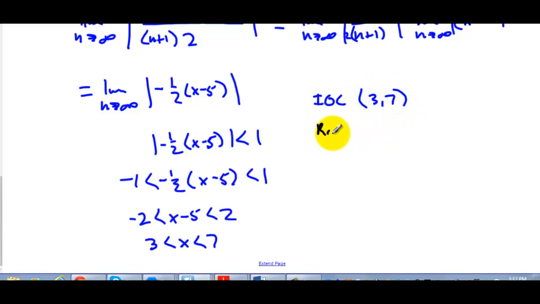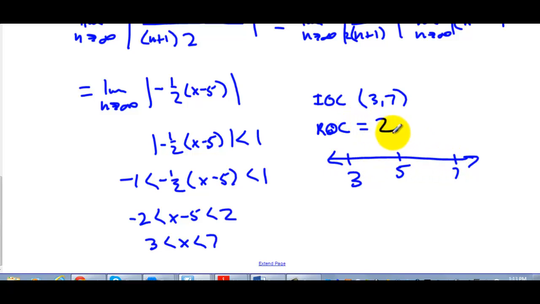And our radius of convergence, let's look at a number line here. If we have 7 and we have 3, if we add these two together and divide by 2, we get 5. The radius of convergence is 2 units.